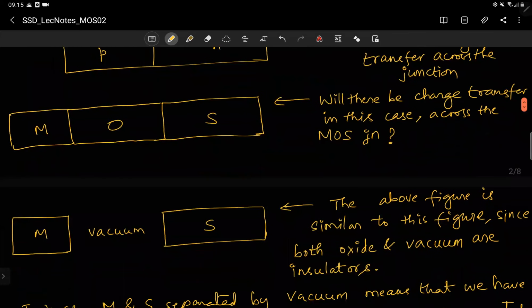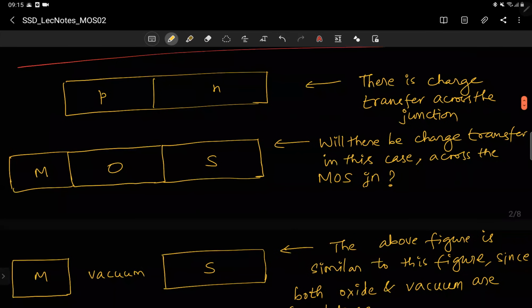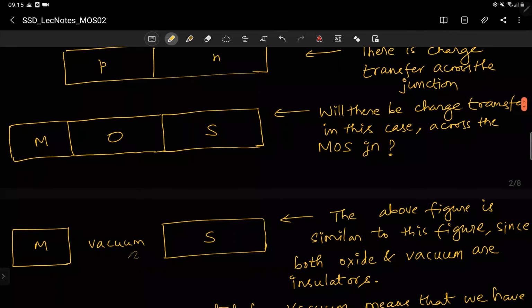So think of this analogy. I have a metal and a semiconductor, separated by just vacuum or oxide. I'm not saying there is any bias or anything. Just remember, like a P and N junction, here MOS, and here I have a metal separated by some distance, vacuum or air. Okay, so you have a semiconductor. So will there be any charge transfer?